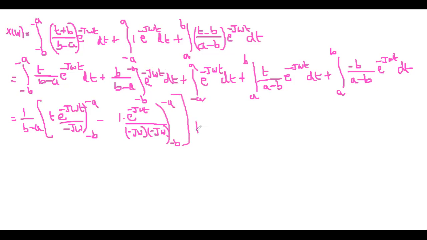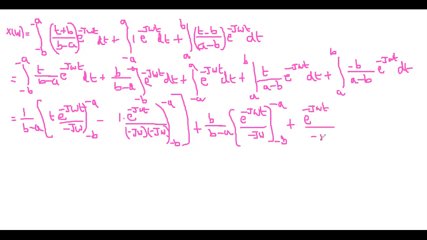And the second term, plus b by (b minus a), and here I am directly taking e power minus j omega t by minus j omega with the limits of minus b to minus a. And the third one, plus e power minus j omega t divided by minus j omega with the limits of minus a to a. And for the fourth term, I am applying it again here itself, plus, take 1 by (a minus b) as the common factor. Okay, 1 by (a minus b).